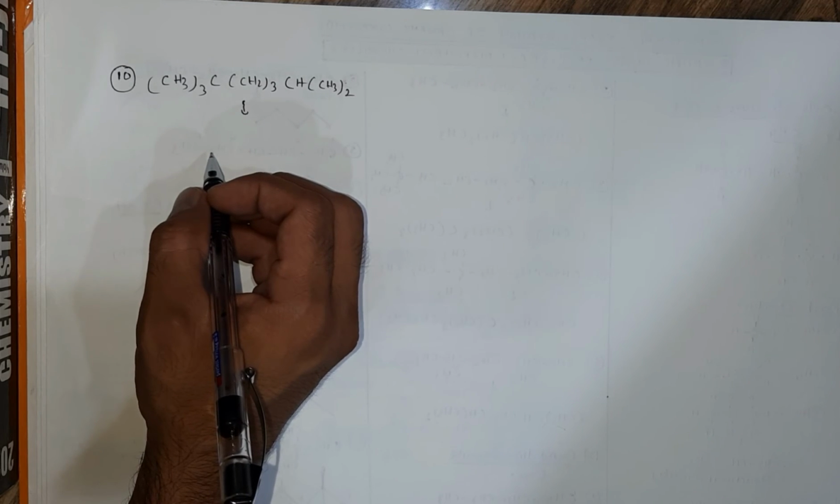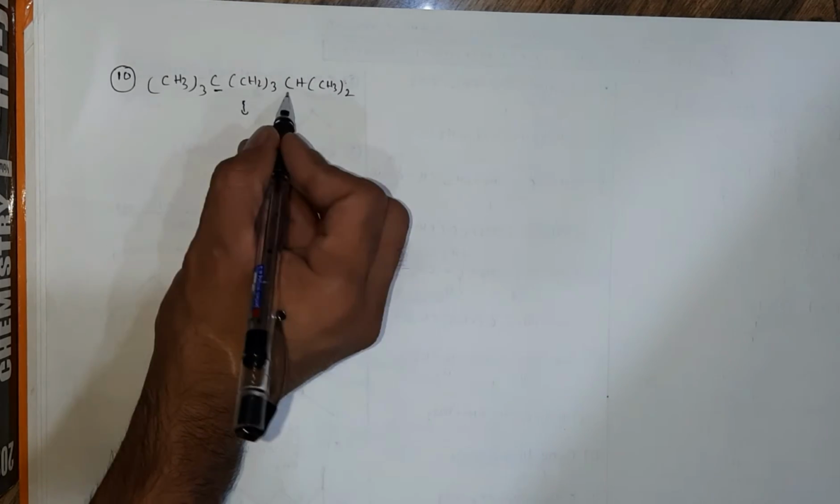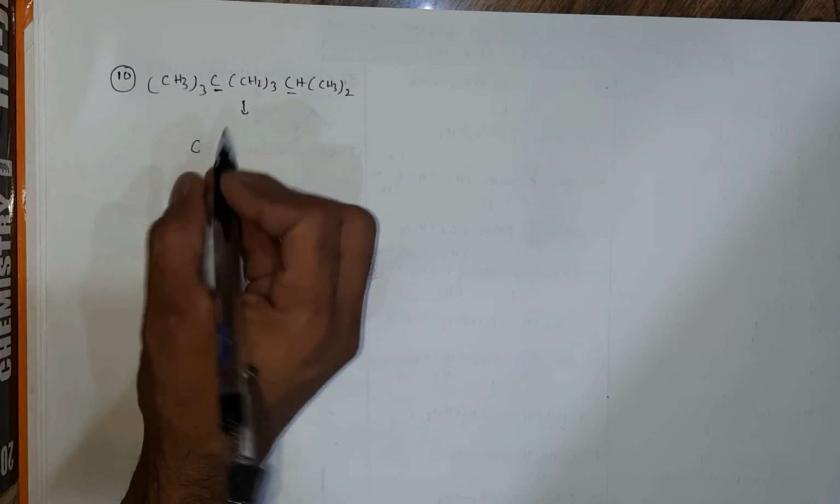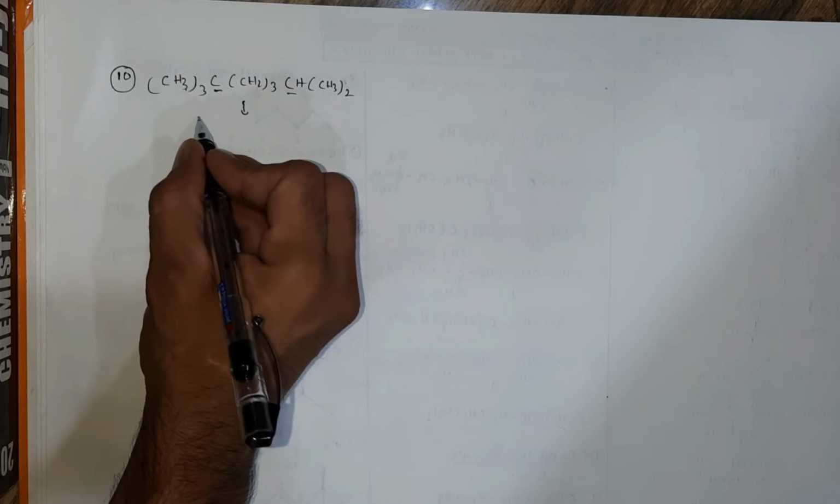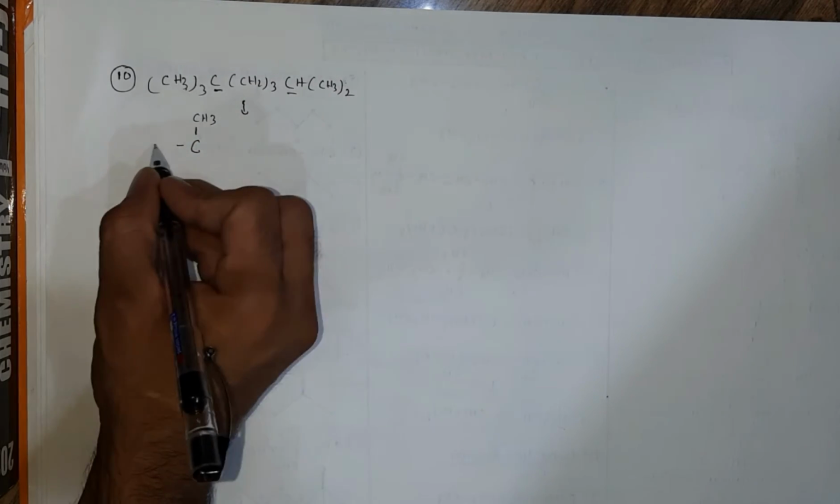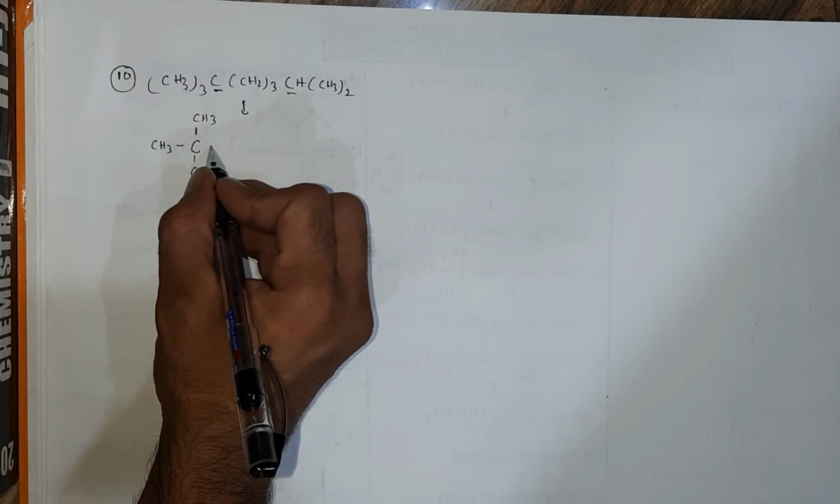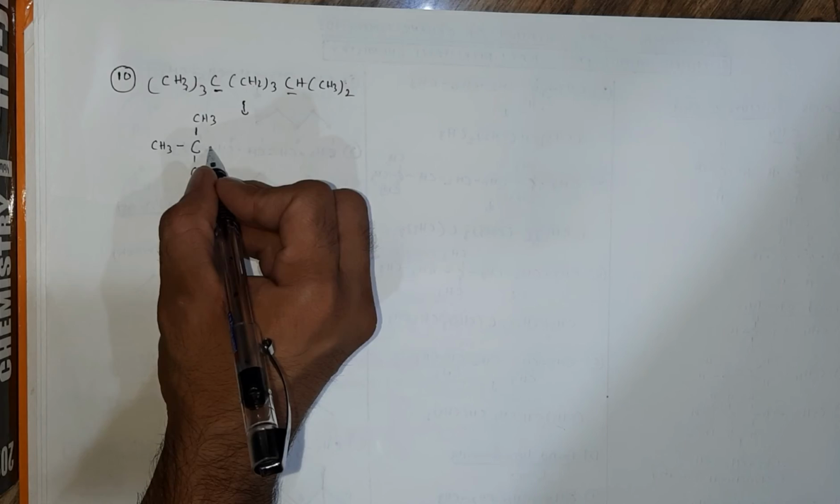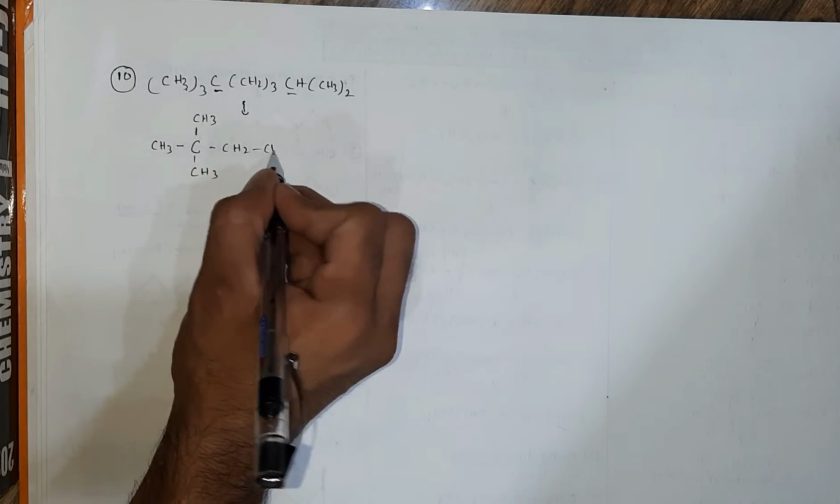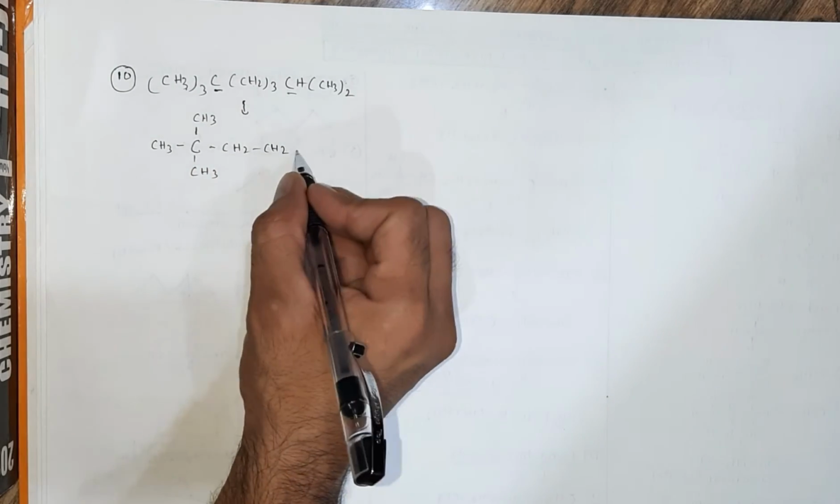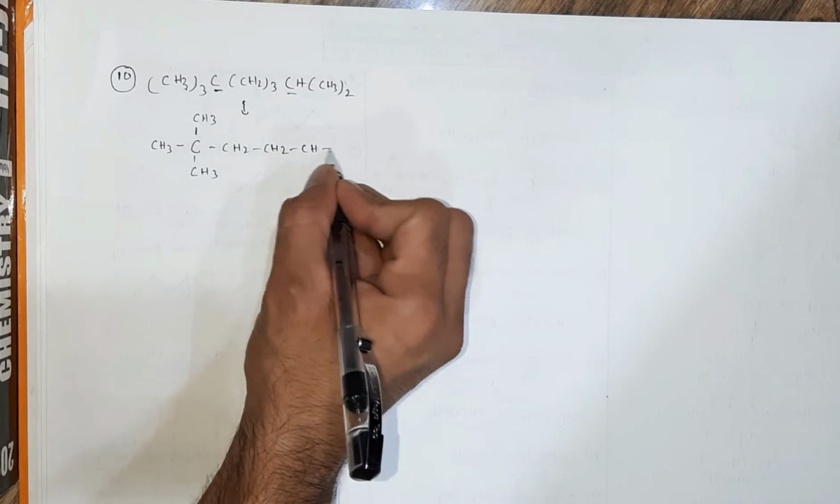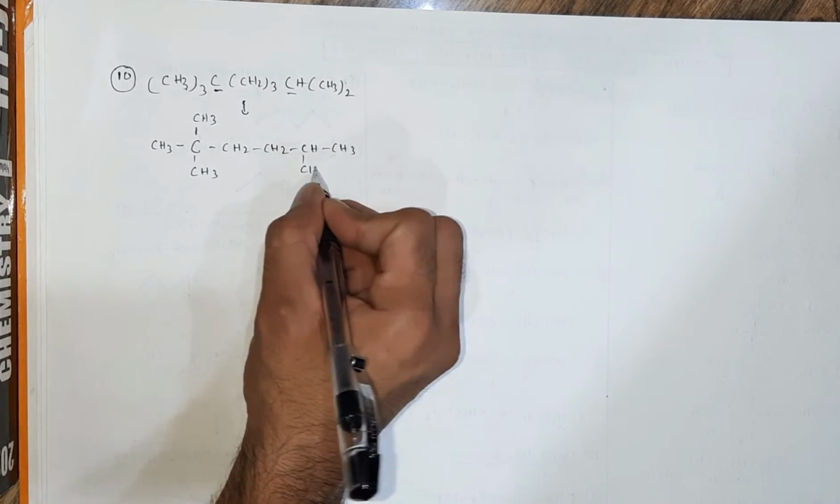So first you see the branch always arises from C and CH. So first I write C. How many CH3 are attached to C properly? 1, 2, 3. Then how many CH2 are attached to C? 2 CH2. CH2, CH2. Then a CH attached to CH3, CH3.